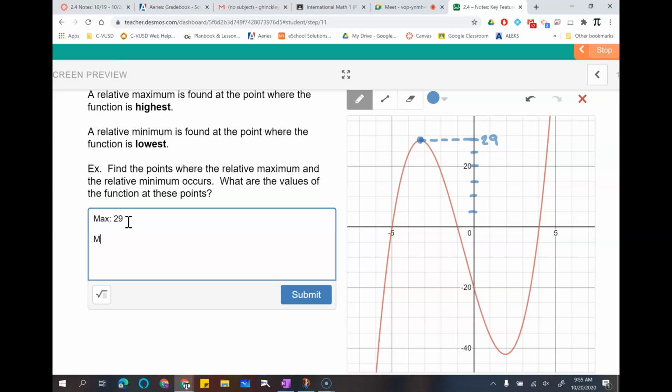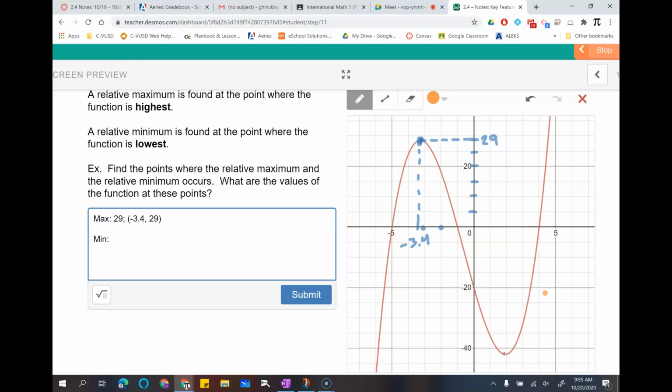And now I want to know where my minimum value is. But let's actually just go ahead and put the point. What would be the actual point for that? If we come down to our x-axis, where does that occur? Again, it's going by once, 1, 2, 3. So I'd say maybe about negative 3.4. So my max is 29. That's coming from the point negative 3.4, comma 29. Okay. All right, let's go ahead and see what is my minimum value.